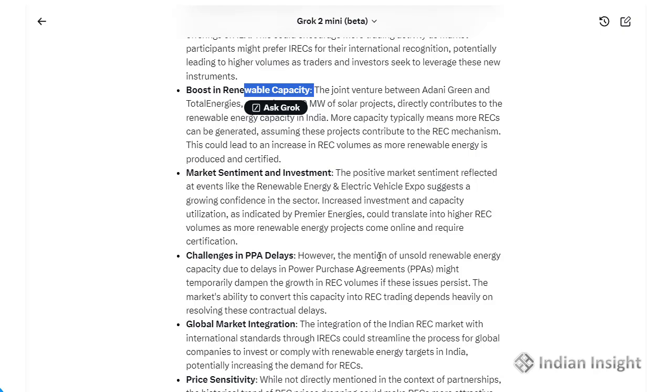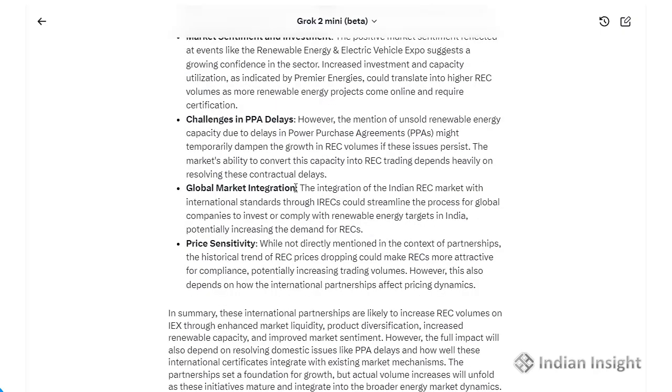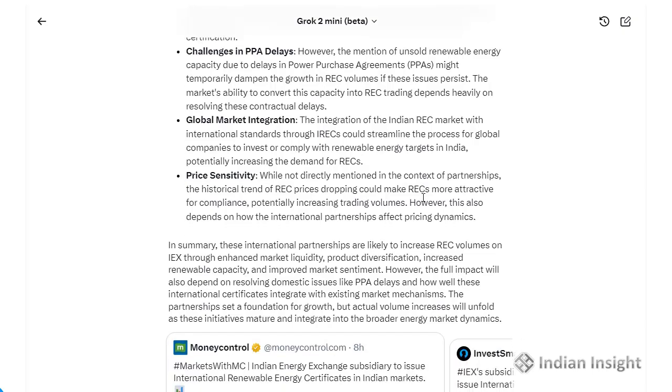Obviously, it has to be driven by some kind of regulatory push, as was mentioned in one of the previous questions when we asked. It also says that yes, there may be some challenges, like the mention of unsold renewable energy capacity due to delays in power purchase agreements, which might temporarily dampen the growth in REC volumes if these issues persist.